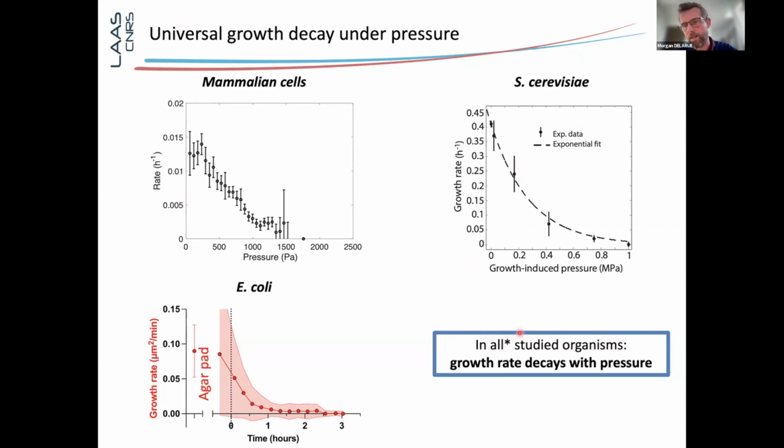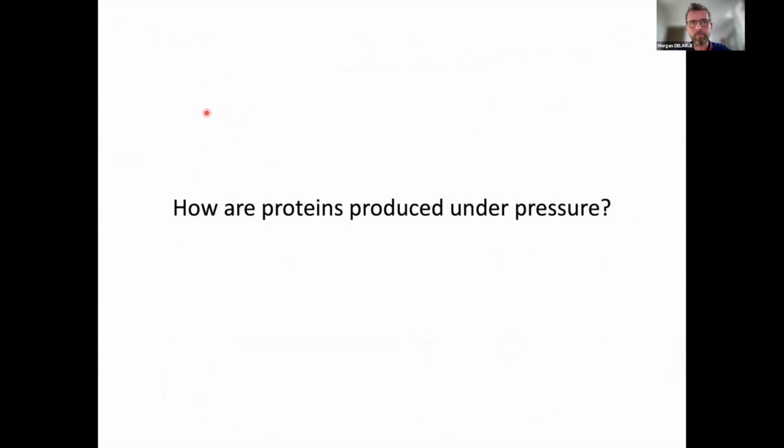I'm saying all with an asterisk because it's biology, so there are always a lot of counterexamples. For instance, we found instances where rate can first increase and then decrease, but that's a kind of biological feedback that we can discuss at the end of the talk if you want. But basically in almost all studied organisms, when pressure rises, growth rate decreases.